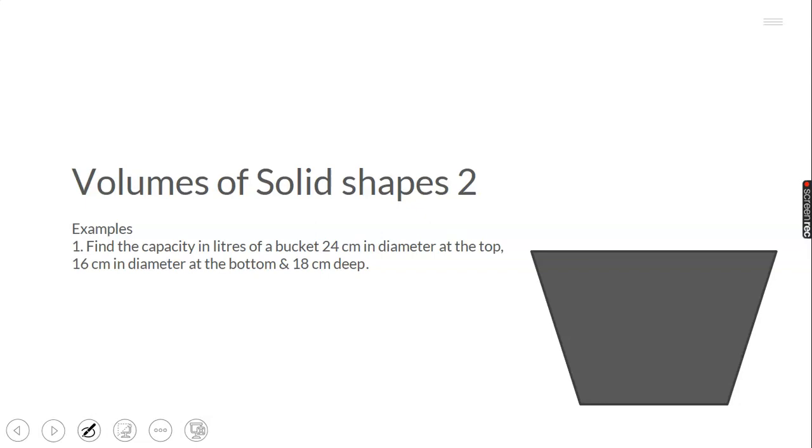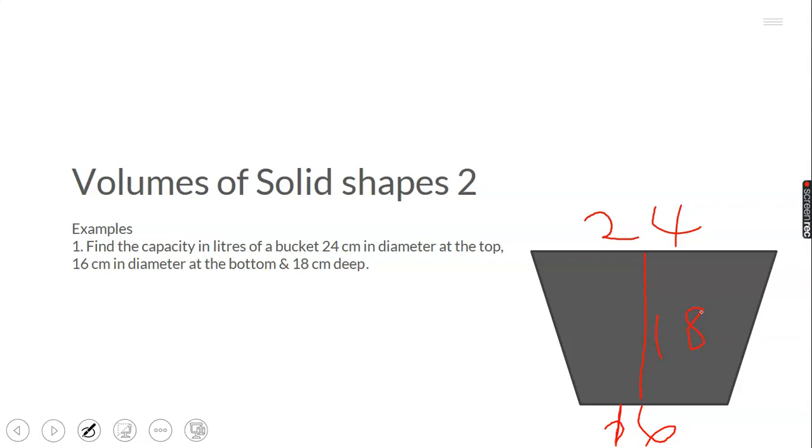Example 1. Find the volume of a bucket 24 cm in diameter at the top. Here is the top, 24 cm in diameter at the top, 16 cm in diameter at the bottom, and 18 cm deep. The distance from here is 18, which is the height.